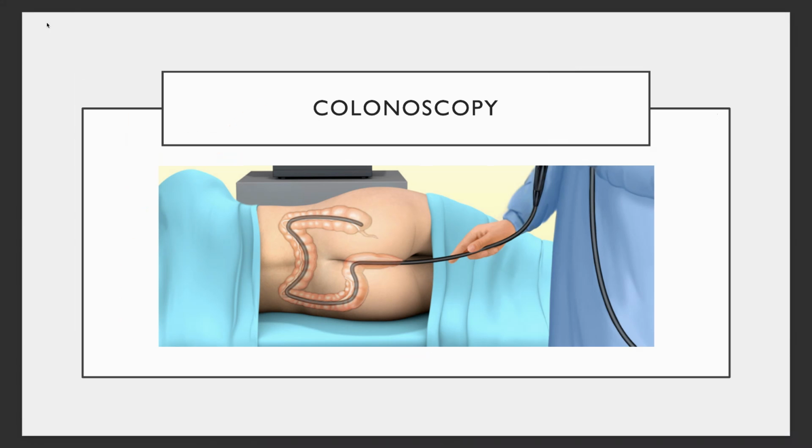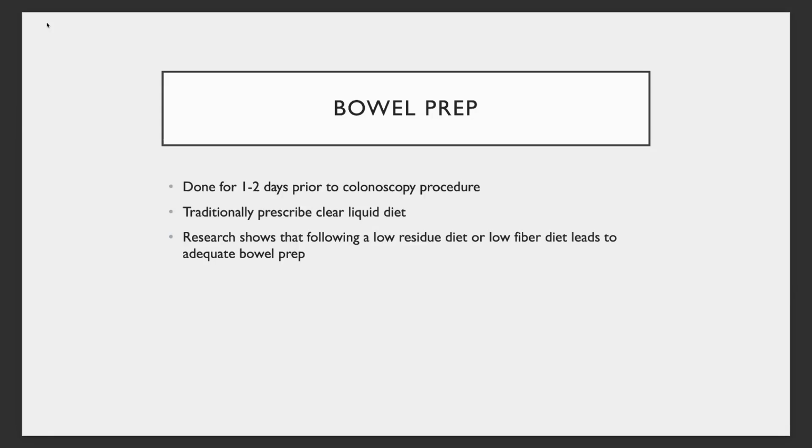And then a colonoscopy procedure is done to detect any abnormalities within the colon and rectum. So a colonoscope, also known as an endoscope, is inserted through the anus, with a camera on the tip, and it gives the doctor the ability to see what is going on and detect any abnormalities within the colon. So in order for the doctor to get a clear picture of what's going on in the colon, it's important that the patient does an adequate bowel prep.